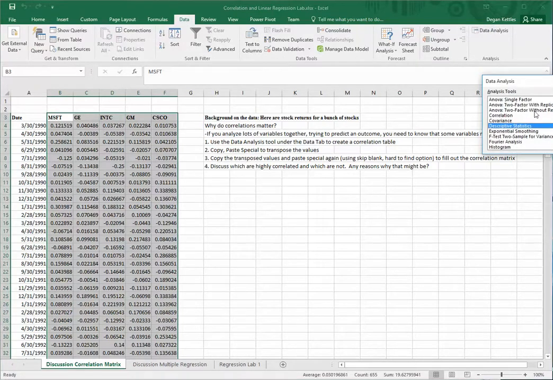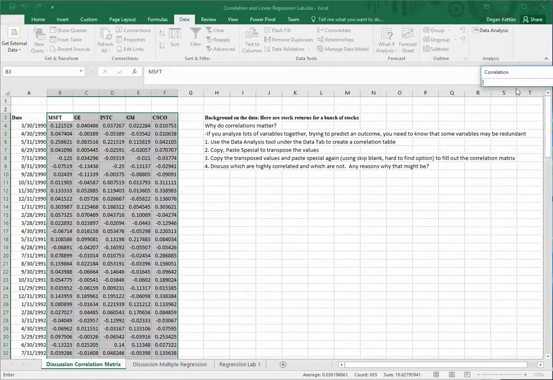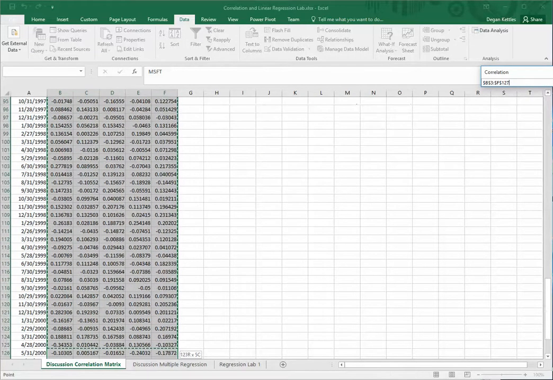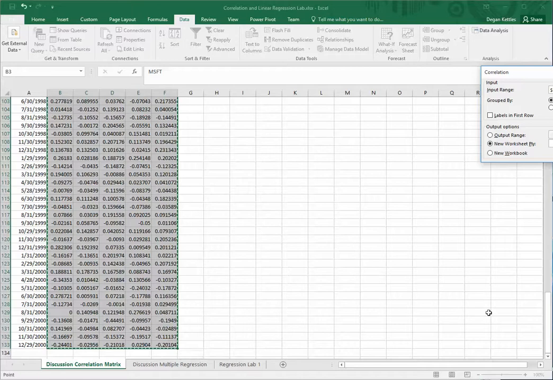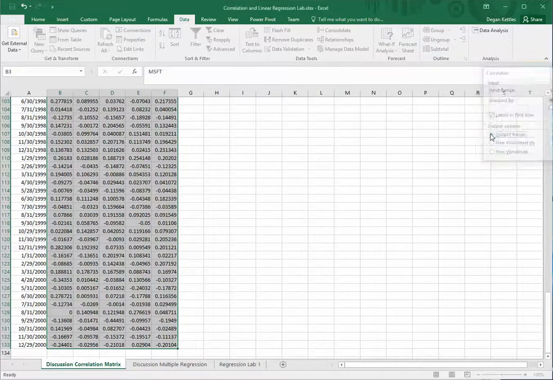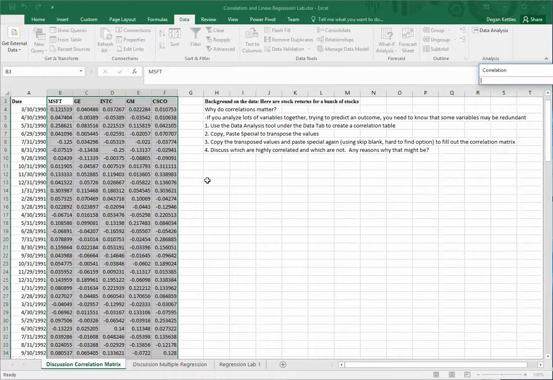In this case, I am going to go to the Data tab, Data Analysis. I guess I probably highlighted things prematurely. Click on Correlation. I'm going to grab the data that I have here, and there are labels in the first row. I will put the output over here.